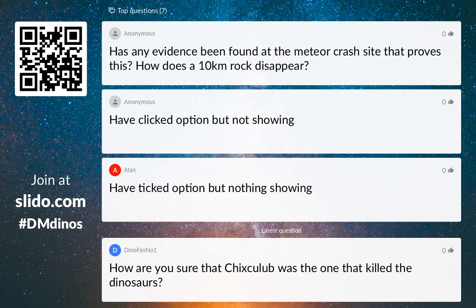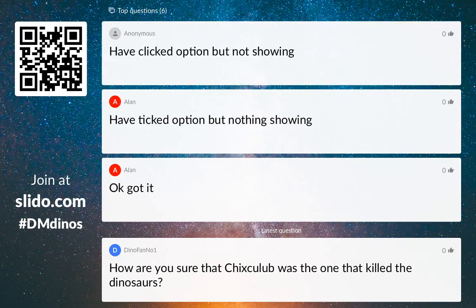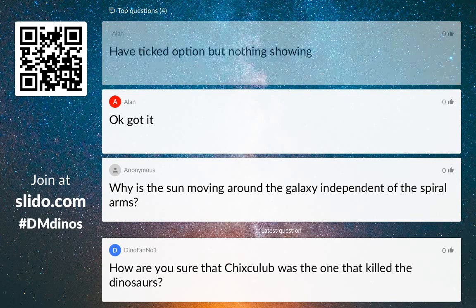Someone clicked an option but it's not showing. So that must be someone who was trying to guess what space rocket it was. That's Alan. He's got it now.